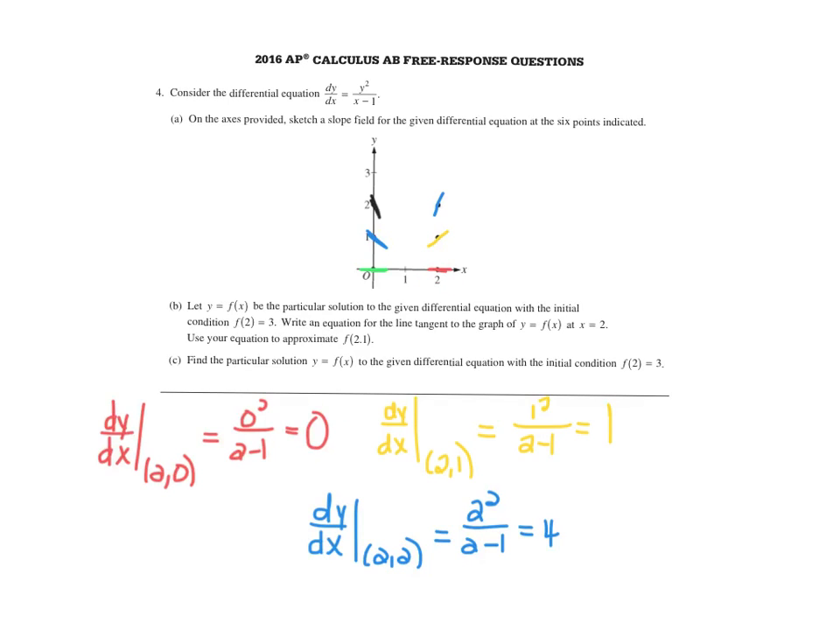When x is 2 and y is 1, we get a slope of 1. So it's going to be increasing kind of a 45-degree angle if you can manage it. And then 2, 2 has a slope of 4, so steeper than this line, obviously, and increasing.